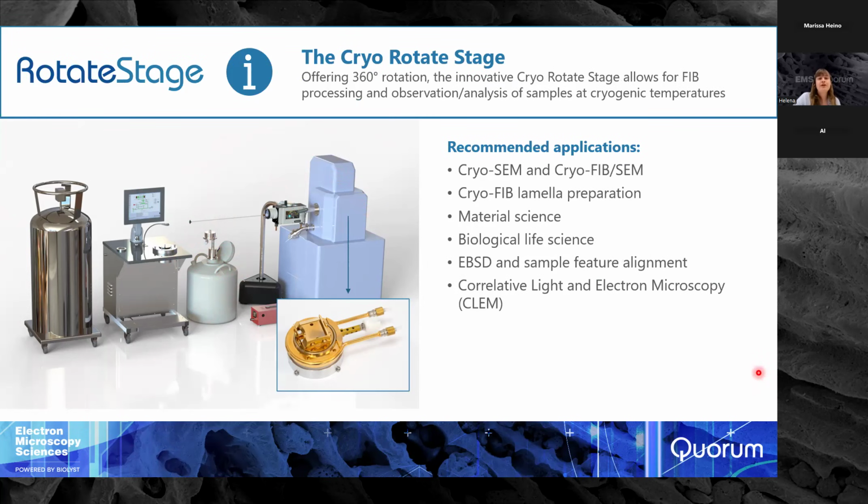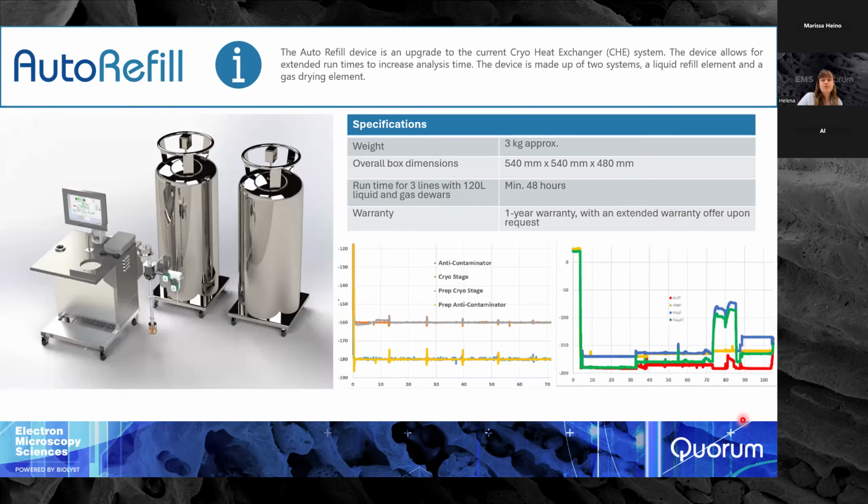There are some additional features that we can supply with our PP3010 preparation system that are particularly useful with cryo-FIB workflows. The first is our rotate stage. So our rotate stage allows 360-degree rotation, which makes it easier for locating regions of interest and positioning our sample to the correct position for FIB milling. And in addition to this, we have an auto refill system. So our standard system has a runtime of 24 hours.